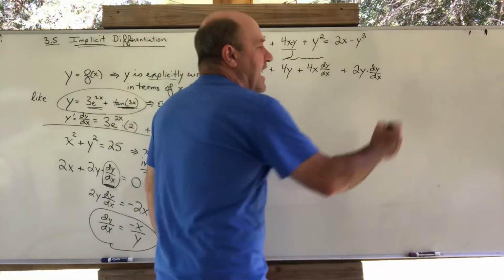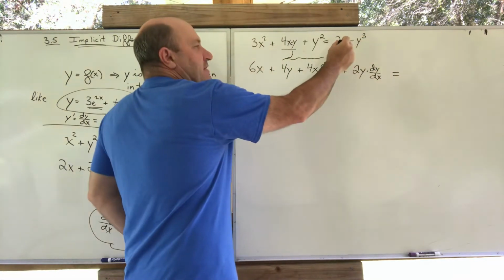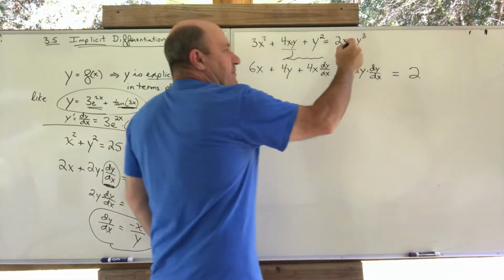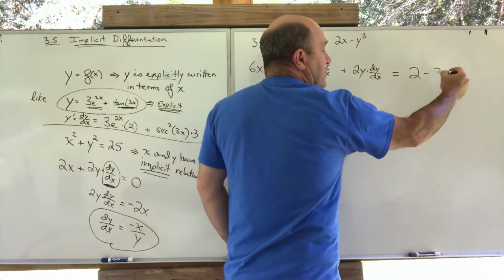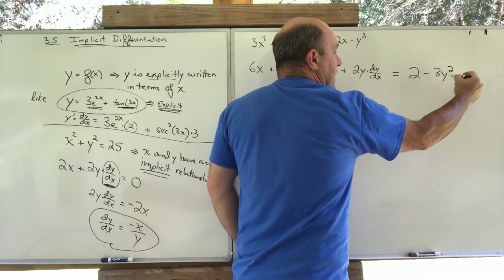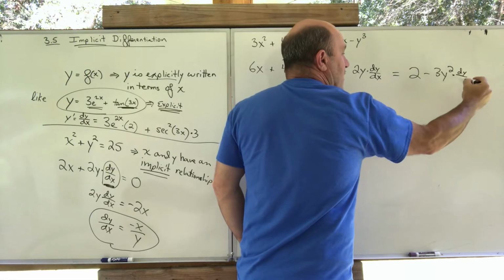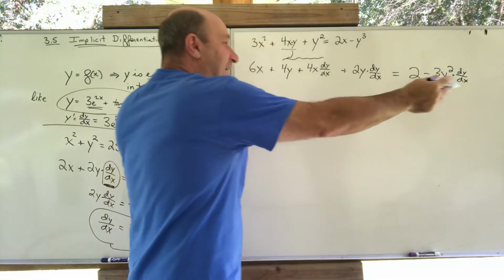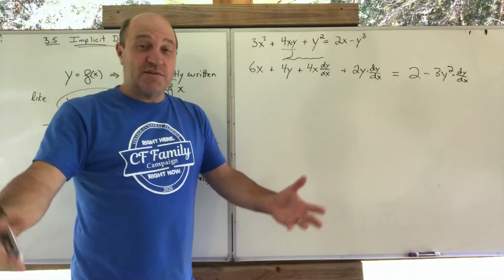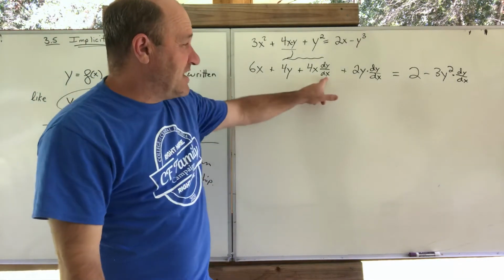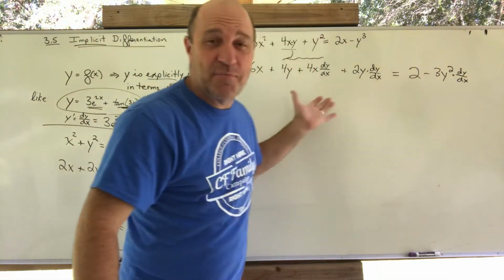Let's go to the other side. Equals, the derivative of the x is a 2. The derivative of 2x is a 2. The derivative of a y cubed is a 3y squared. But then I tack on a little dy/dx. Ta-da! We just did this implicit derivative. Now what's complicated is, where's the derivative? It's the dy/dx, so it's kind of all over the place in here.